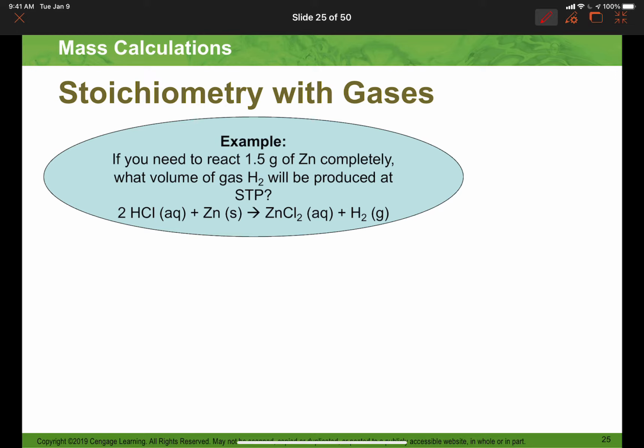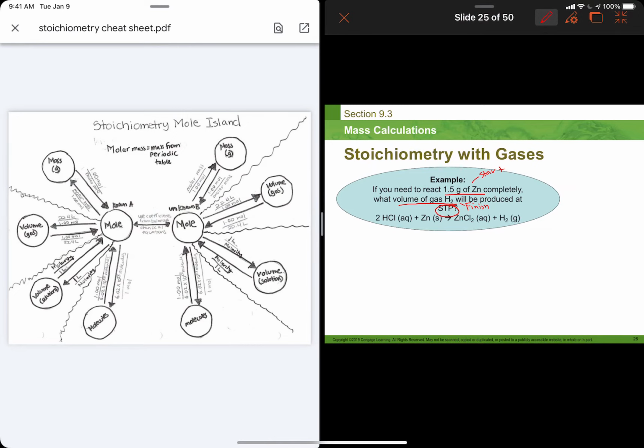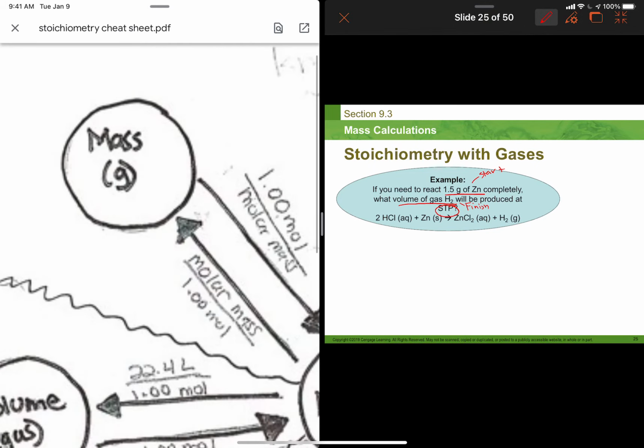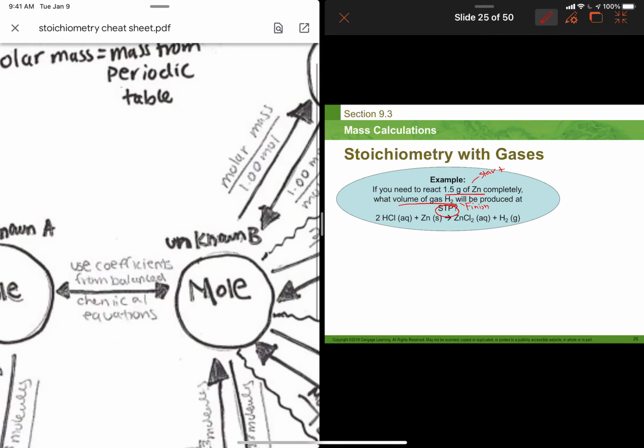First, remember, whatever the number is, the unit plus the compound, that's where you start. And wherever you have what volume or how many, that's where you finish. What volume of gas of H2? So the volume of gas of H2 is where we finish. Another key word here is STP. What does that mean? If we use our chart, we start in mass because we start in grams. We move mass to mole like we always do, and then from mole, we move to mole again.